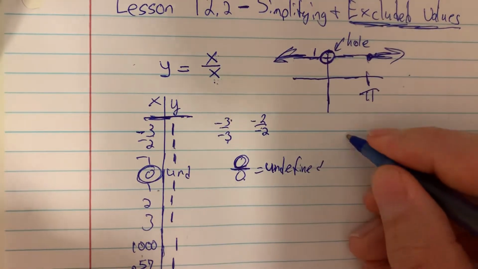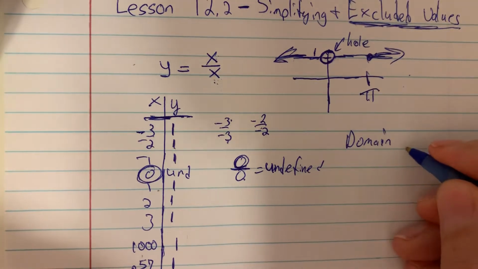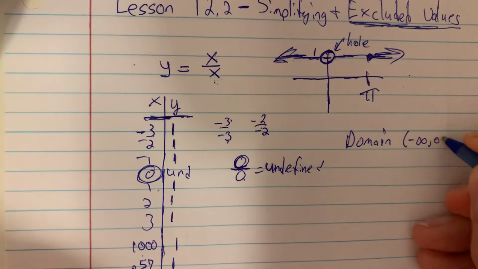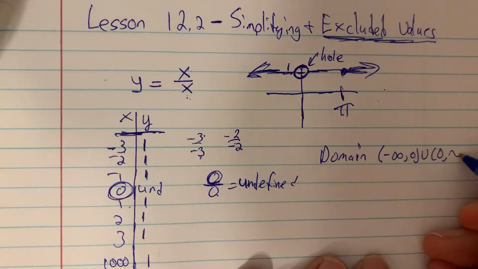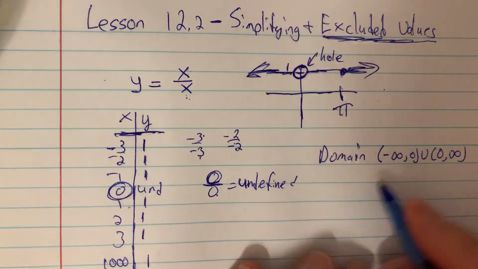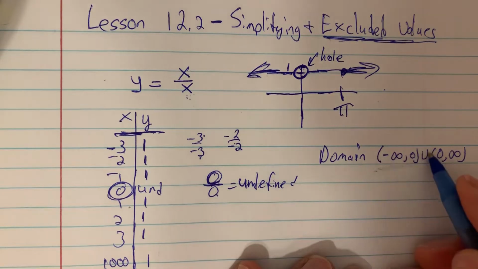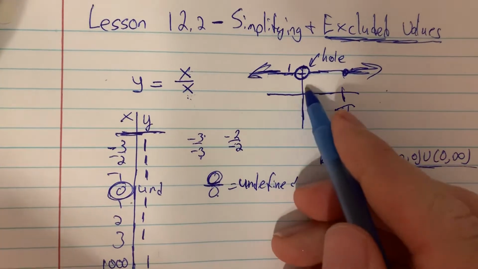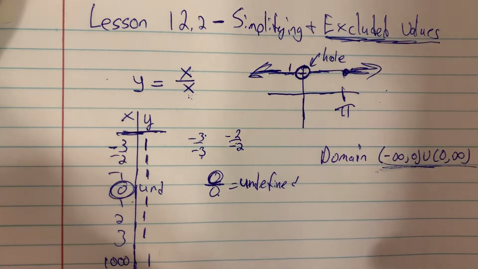So we can say the domain for this function is all the numbers between -infinity and 0, union all the numbers between 0 and infinity, but not 0. This is a way of saying all the numbers between -infinity and 0, but not including -infinity or 0. And so this has all the numbers except for 0 in it because you're not allowed to divide by 0. And that's called an excluded value.